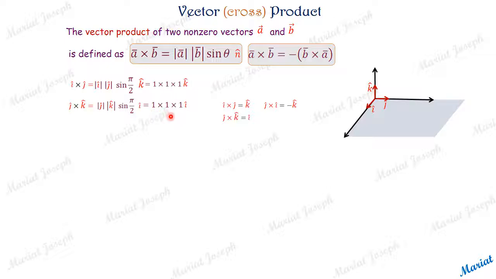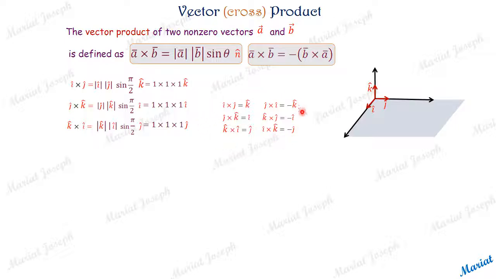Magnitude of j and magnitude of k are 1 each. Sine pi by 2 is 1. So it is equal to i cap. By applying this property, we can say k cross j is minus i cap. Next, k cross i in a very similar way is equal to j cap, and i cross k is minus j cap.